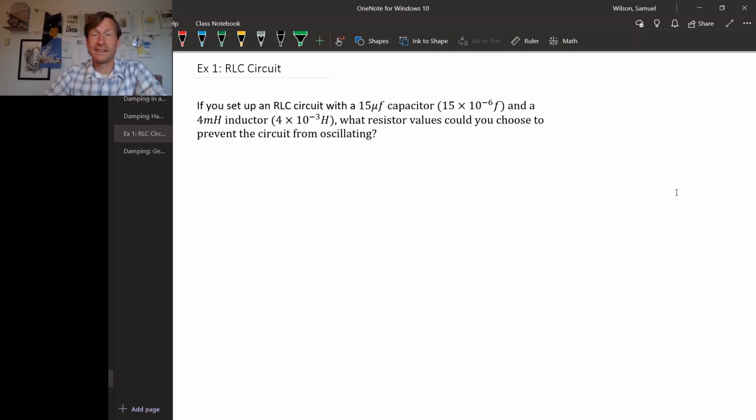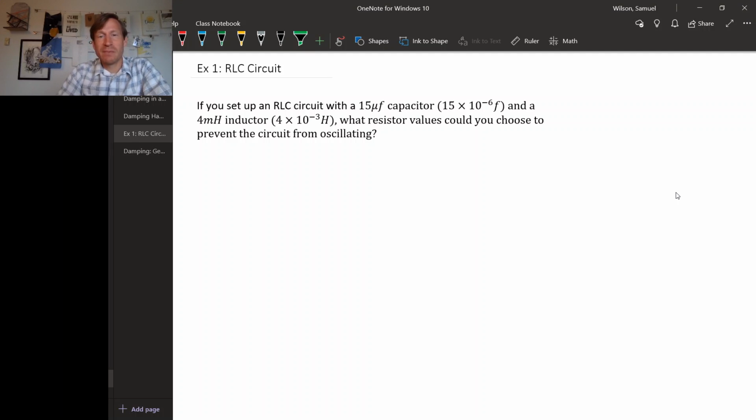Let's take a look at an example involving damping in an electronic circuit. So if we set up a resistor inductor capacitor circuit with a 15 microfarad capacitor and a 4 millihenry inductor, what resistors should we choose to prevent the circuit from oscillating?